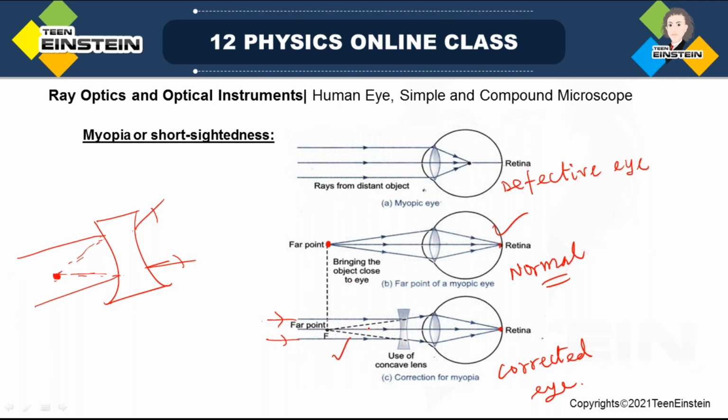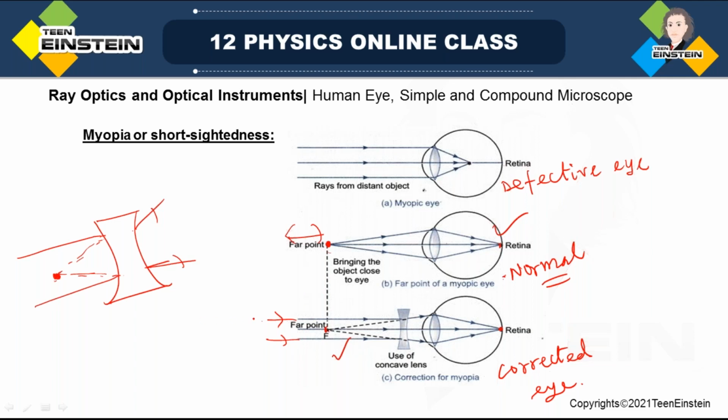So similarly, we have to choose a lens such that the virtual image created by this concave lens will be exactly at the near point from where the normal eye can see. So this is the normal vision, and this is the defective vision. What that person can see, they can see from here only. Beyond this, the person cannot see.